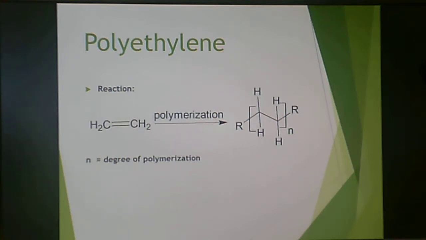So, this is the reaction to make polyethylene. You have ethylene monomer, shown here. You polymerize it to make polyethylene. Ta-da! How you polymerize and what catalyst you use kind of determines the outcome, but it's as simple as that. So, ethylene polymerized to make polyethylene.